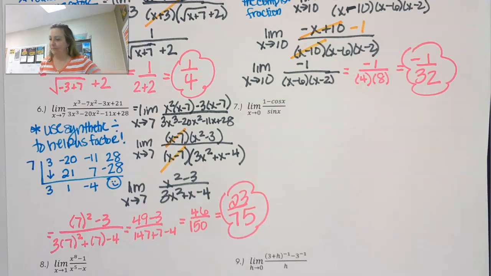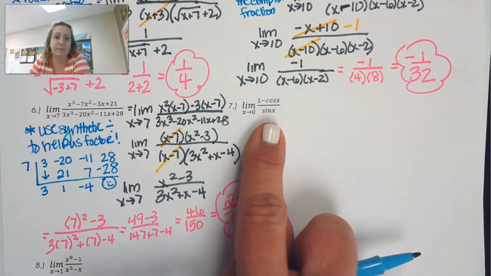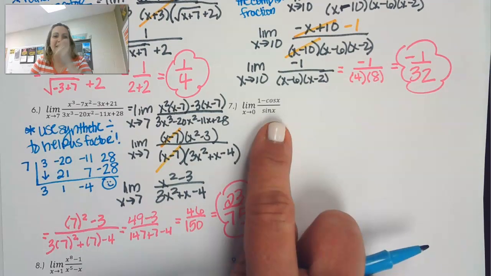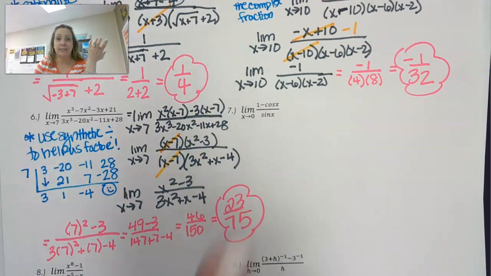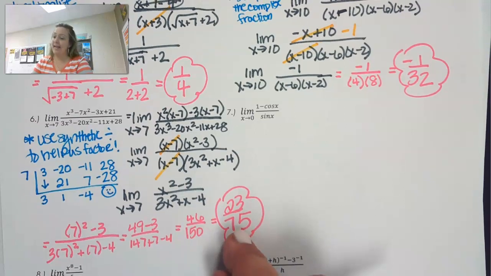In number 7, we have the limit of 1 minus cosine x over sine of x as x approaches 0. If we put 0 in, we should know that the sine of 0 is 0, so that's going to be a problem. So what the heck are we supposed to do? We don't have anything irrational. We don't have any complex fractions. There's nothing to factor. What the heck?